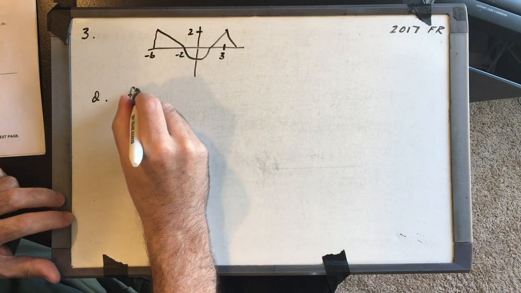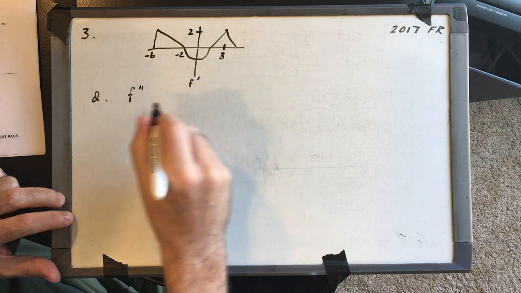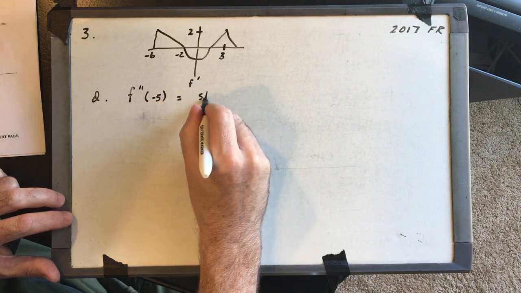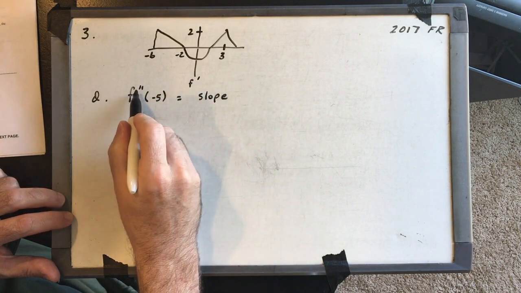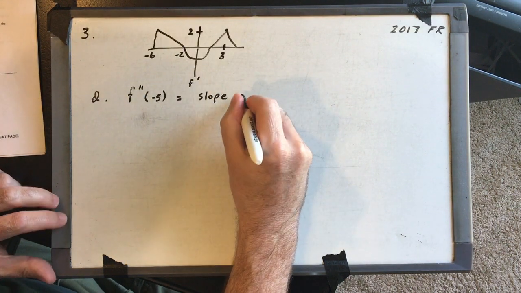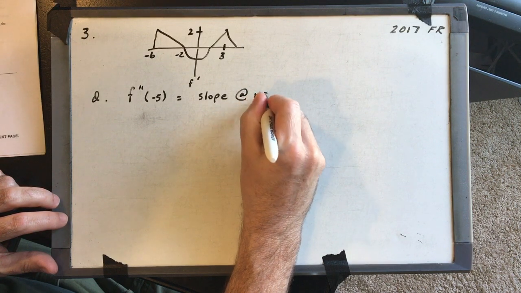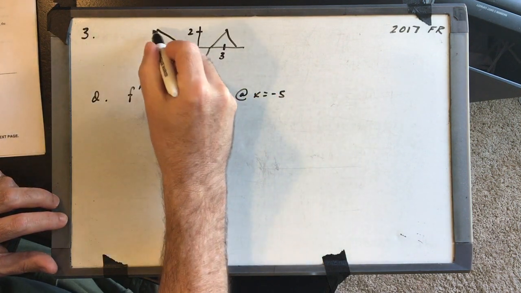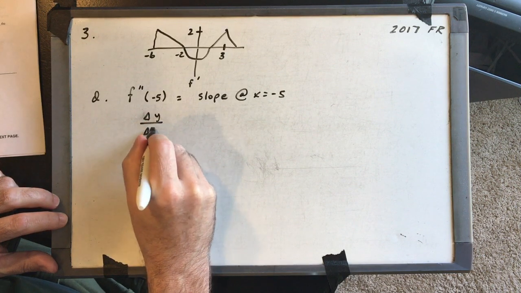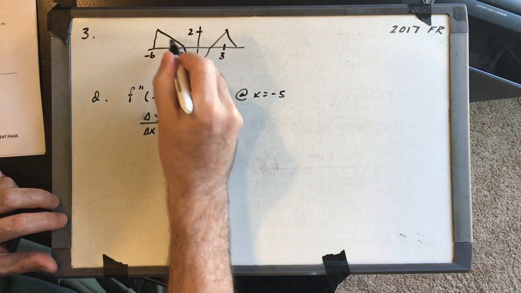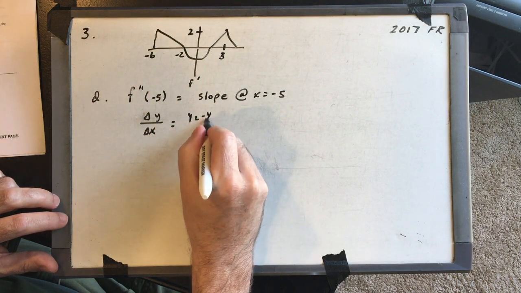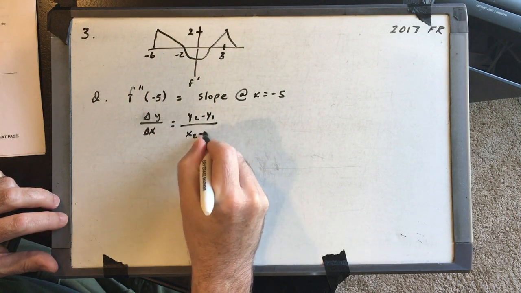Okay, so f double prime, again, this is a graph of f prime. F double prime at -5 is equal to the slope. Remember, it's the derivative. F double prime is the derivative of f prime. So that means it's the slope at x equals -5. Well, how would I figure out that? That's just going to be the change in y over the change in x. So we can easily figure out the slope of that line. It's going to be y2 minus y1 over x2 minus x1.